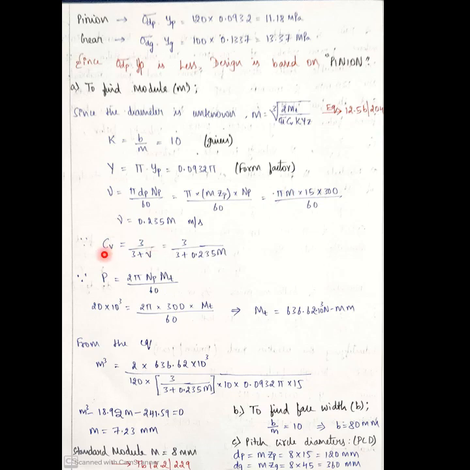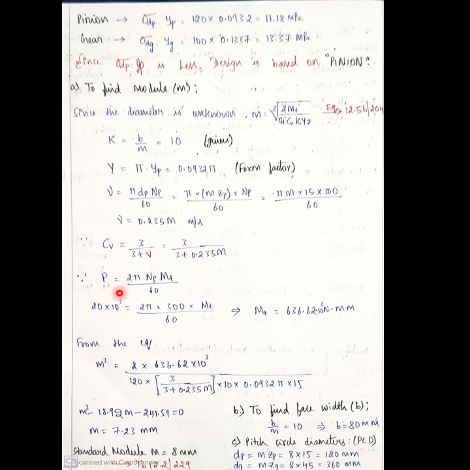Next one, the velocity factor has to be considered from the data handbook, that is from page number 205. You will have equation 12.6, but it is given in the question, so take it as it is. Velocity, just substitute in the form of m, and keep it as it is.